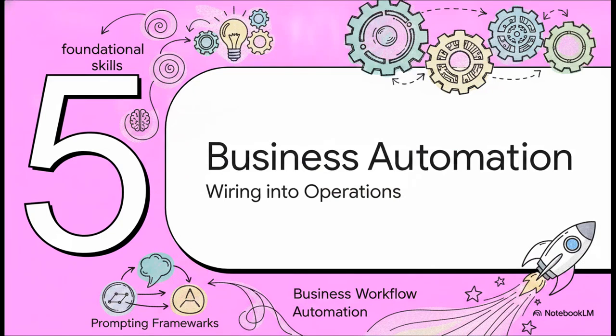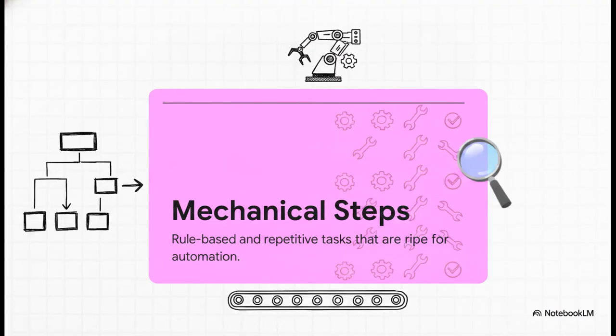Well, we have reached the final stage of our journey today. Section 5, Business Workflow Automation. It's time to wire AI into your operations. You know, the biggest mistake people make at this stage is jumping straight into automation tools without a real plan. Before you automate anything, map out your entire workflow step by step. Then categorize every single step into one of 2 buckets: mechanical steps or judgment steps.